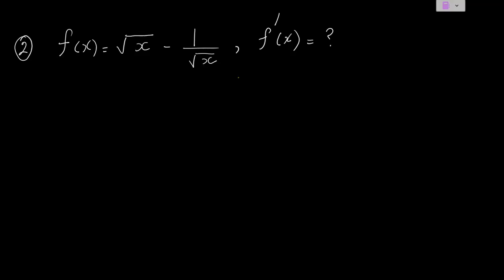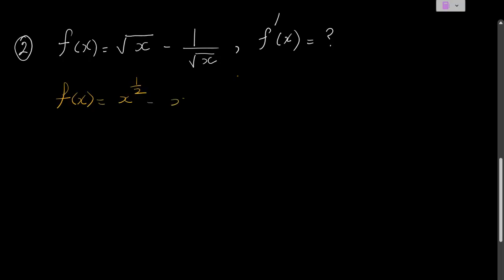So let's change everything. The original f of x, we're just going to change everything into the exponent form from the radical form. And this 1 over root x is x to the negative 1/2. It's basically the same as root x, but because of its reciprocal, you have to bring the denominator to the top, and then you have to change the sign of the exponent. So that's what you have.